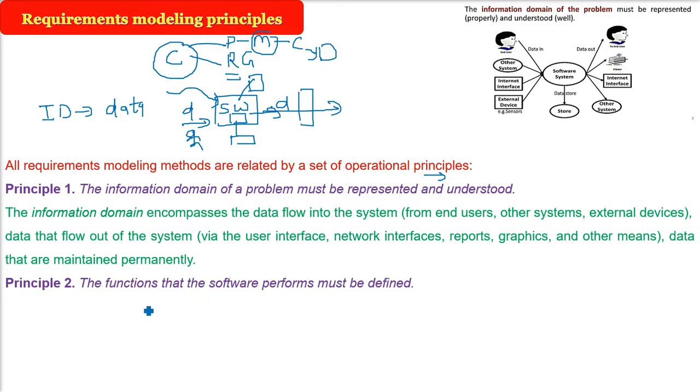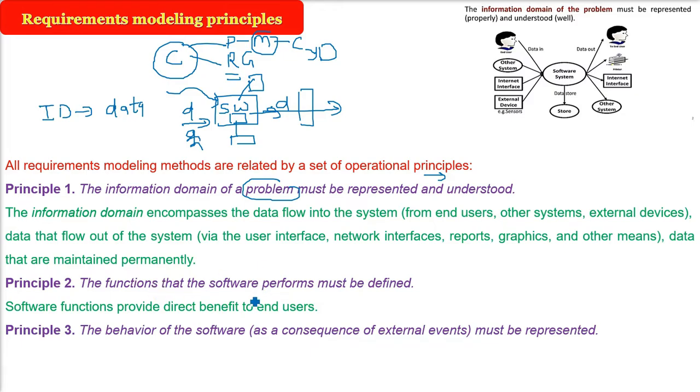Next is the functions that the software performs must be defined. The software function is all about helping or solving the user problem. So what are the functions the software needs to perform? We need to define it in the requirements modeling. You are actually solving the problem of the user. You are making it easier for him to work.